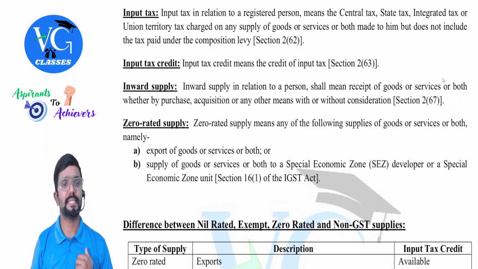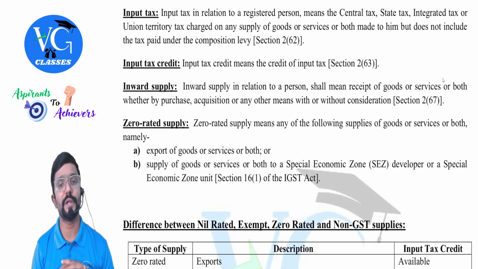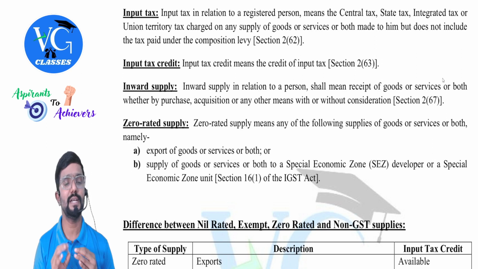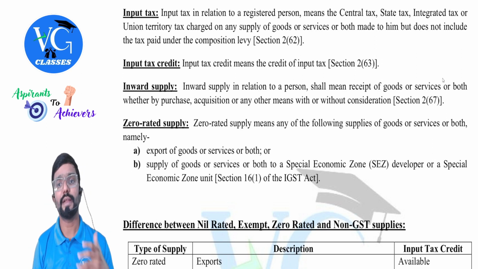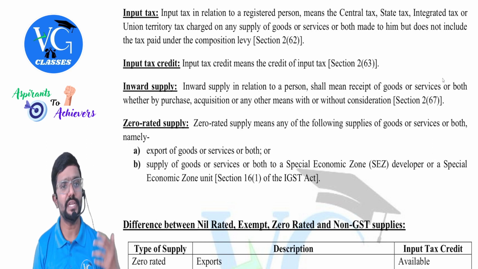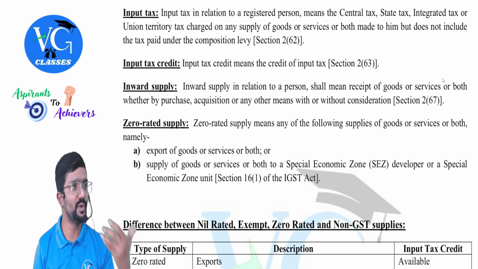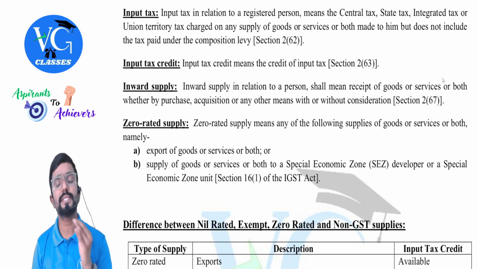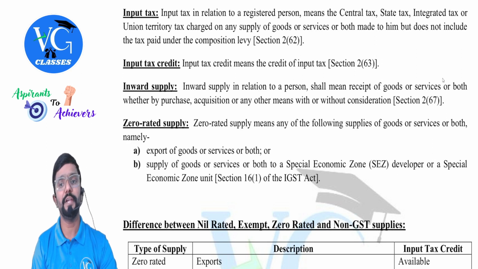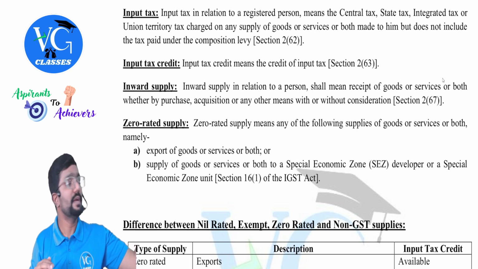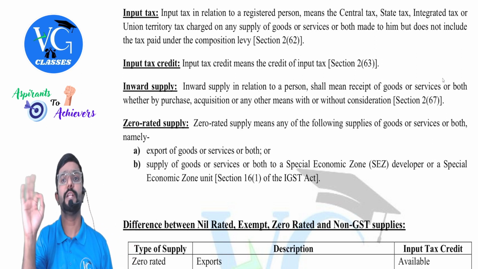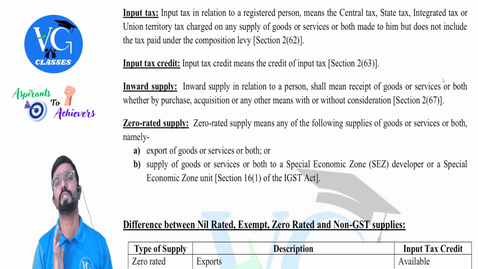Now, what is input tax? Input tax in relation to a registered person means the central tax, that is CGST, or state tax, that is SGST, or integrated tax, which is IGST, or union territory tax, which is UTGST, on any supply of goods or services or both made to him, but does not include the tax paid under composition levy. They are very clear. Input tax is something which we have paid on our inward supply, but that will not include the tax paid under the composition scheme.